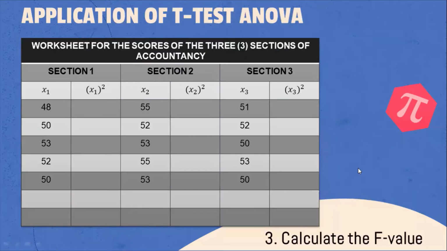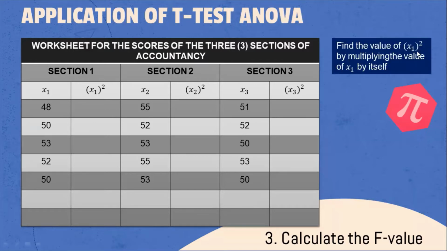Next step, let's calculate the F value. We will be filling in this table first before solving for the value of F. What's the first step? Find the value of the square of x sub 1 by multiplying the value of x sub 1 by itself. We are going to multiply 48 times 48, 2,304; 50 times 50, 2,500; 53 multiplied by 53, 2,809; 52 times 52, 2,704; 50 times 50, 2,500. That is the first step.